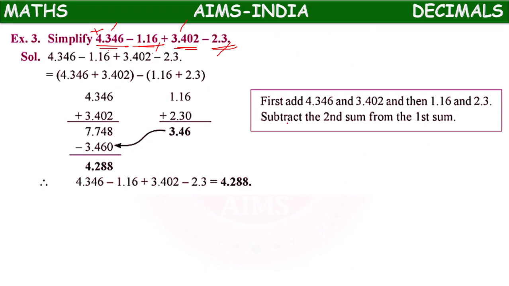Like that, if we have more positive decimals and more negative decimals, we have to group positive decimals as one group and negative decimals as one group. We have to simplify them individually. Then we have to do the difference. Like this we can simplify.